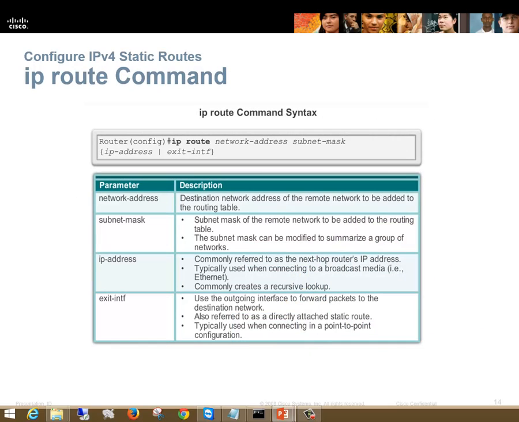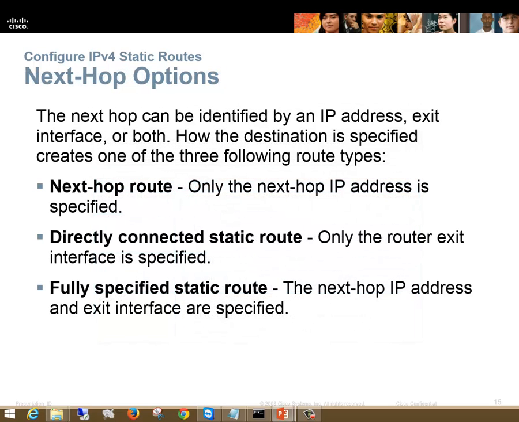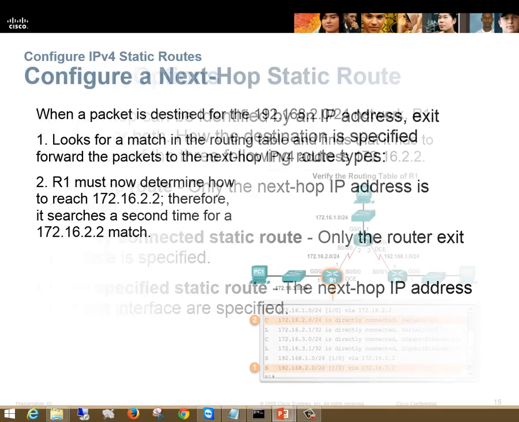So the IP route command, ip route space network address space subnet mask, is what you use to actually assign a static route. The next hop can be identified by an IP address, an exit interface, or both. The next hop route is only the next hop IP address being assigned or being shown. If it's directly connected, only the router exit interface is specified. And if you fully specify it, then you put the next hop and the exit interface.